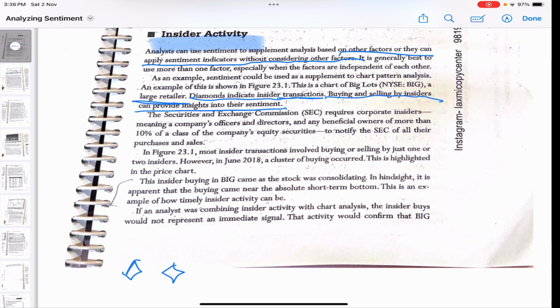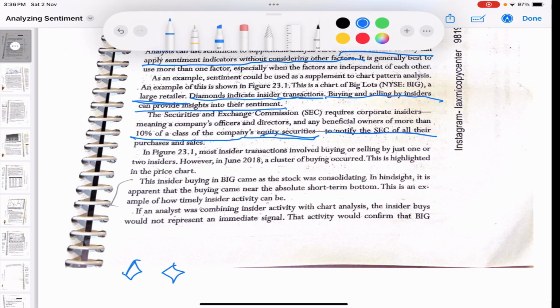The Securities and Exchange Commission requires corporate insiders, meaning a company's officers and directors and any beneficial owners of more than 10% of the class of the company's equity, to notify the SEC of all purchases and sales. So if I'm a director or one of the important people in a company, or if I have more than a 10% stake in a particular company's equity, then whenever I'm buying or selling, I need to notify the regulator. Why is this done? This is done to prevent any insider activity which can be unfair in nature compared to other people who do not have the information which you have because you are working in that company.